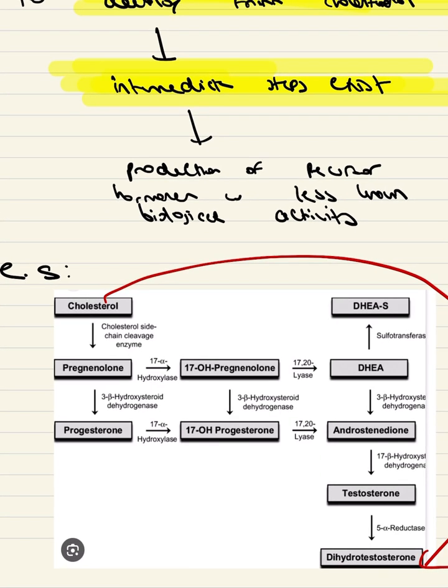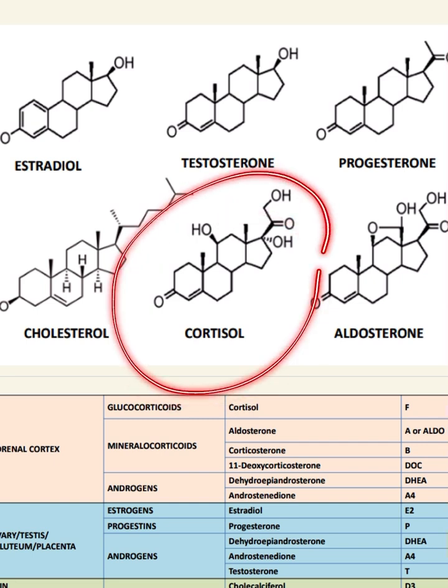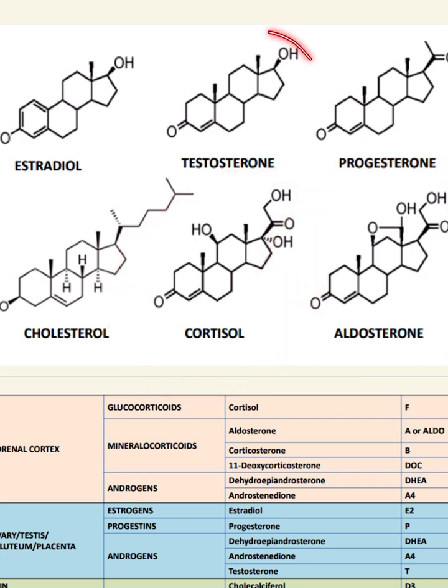So here's a nice table that will show us how you get from cholesterol to testosterone. Again, we have the steroid hormones, so they're made from cholesterol. This is cholesterol, you can see, and then we have estradiol, cortisol. This is also steroid. So these are very important to remember. You must remember cortisol, aldosterone, testosterone, progesterone.